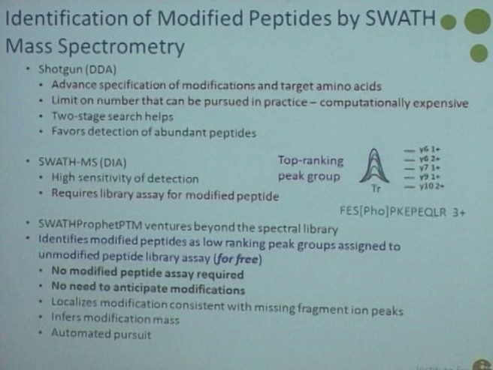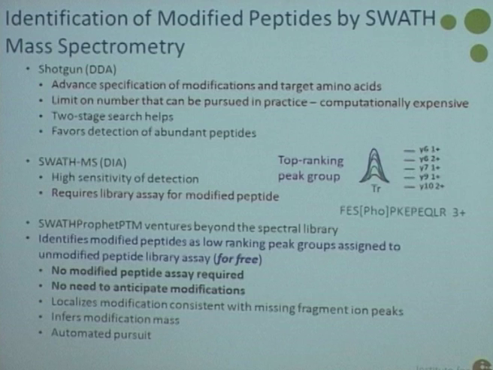And so the way that we're doing it at the moment with shotgun mass spectrometry, we really need to know in advance what these modifications are, and we're limited in the number of modifications that we can search against because of the expense and computational time. Ways to get around that are two-stage searches, which can help, but you can also mainly only favour detection of abundant peptides.